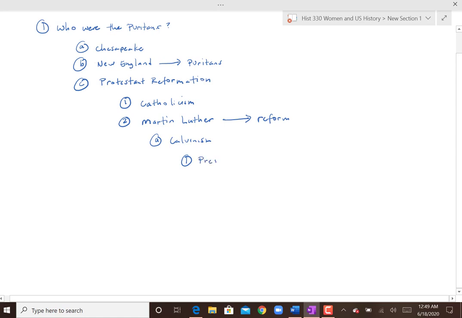predestination. Predestination is the idea that it's already been determined whether or not you're saved or not. And so it technically doesn't matter what you do, because it's already been set in stone. You're either saved or not saved. And the Puritans are going to keep that idea with them.